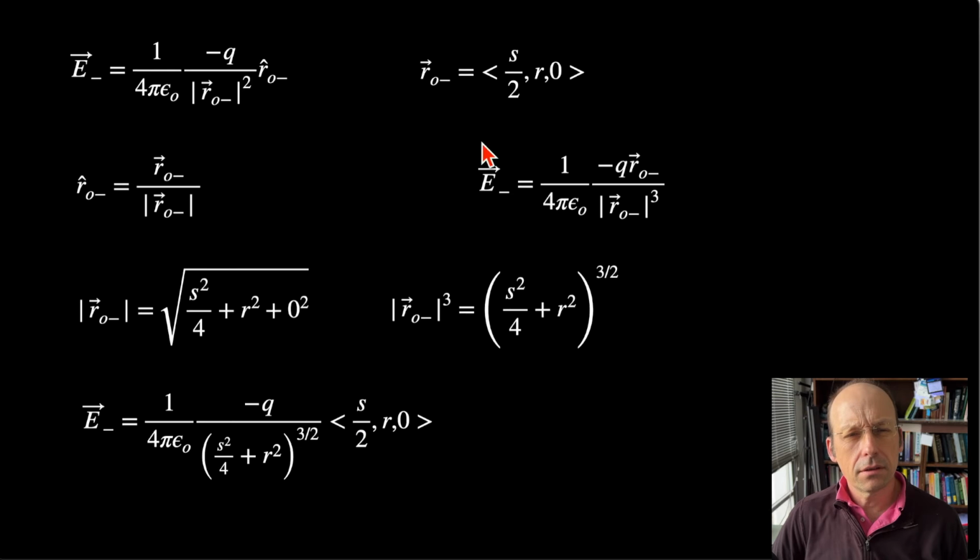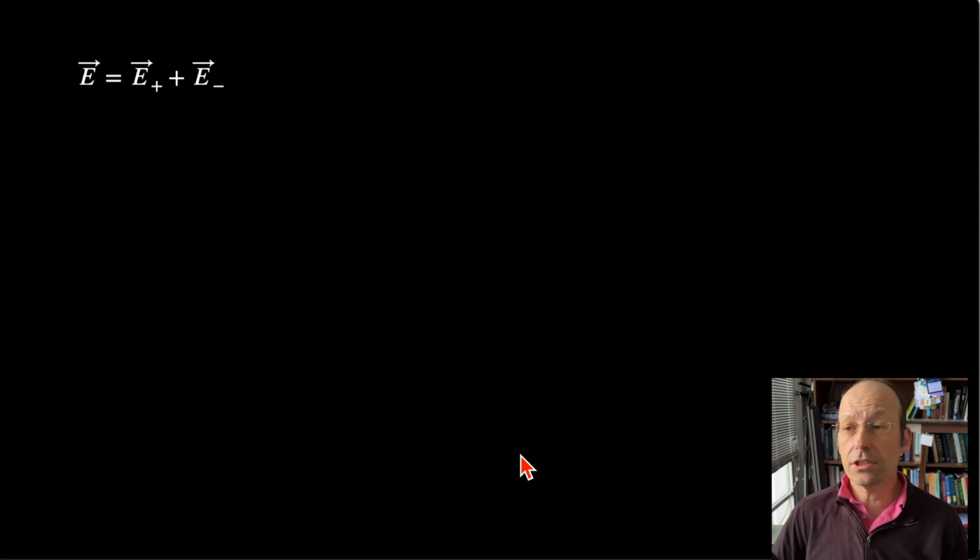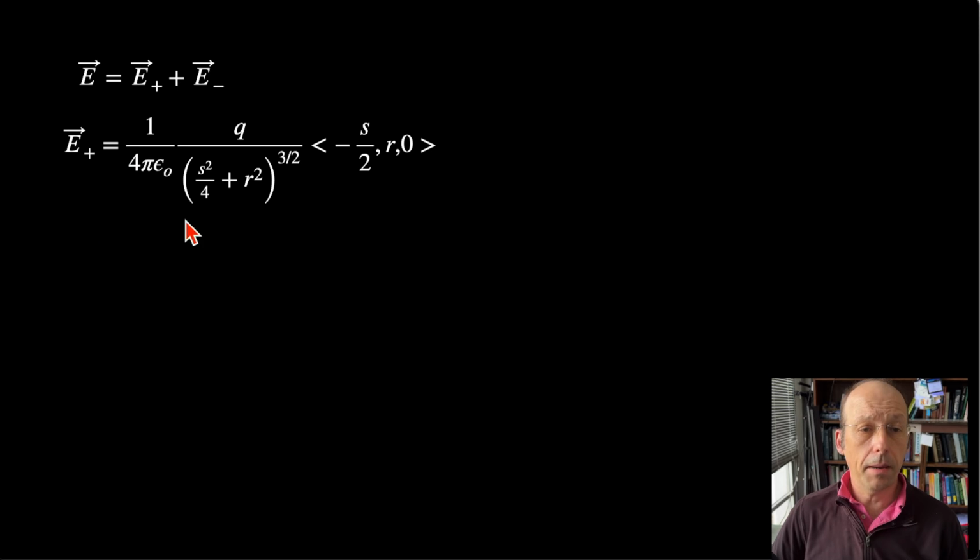First, this is plus S over 2. The positive charge has minus S over 2, and then I have the minus there. But the magnitude to the third power is the same. Now we can just add those two up. So here's my positive electric field, the electric field due to the positive charge.